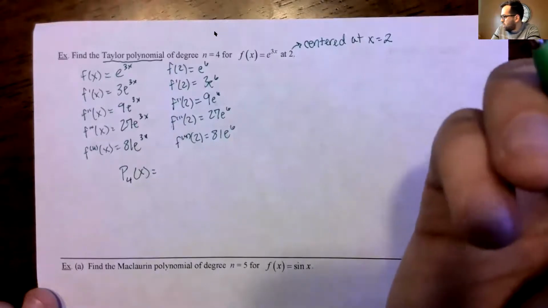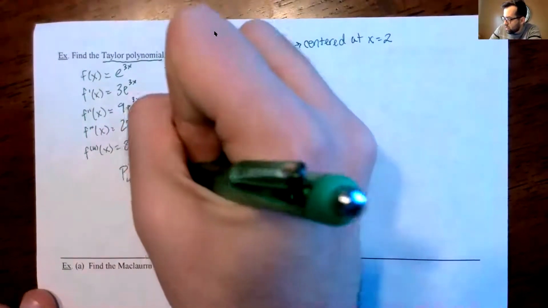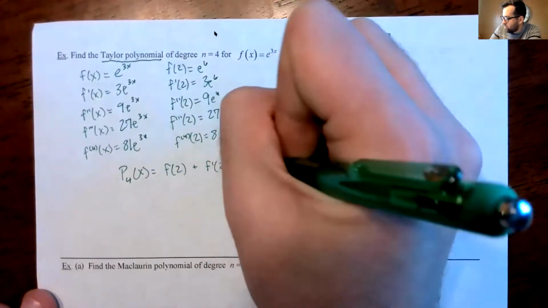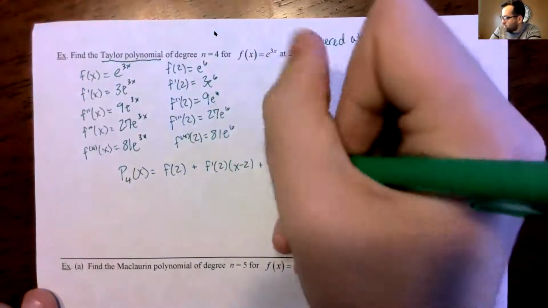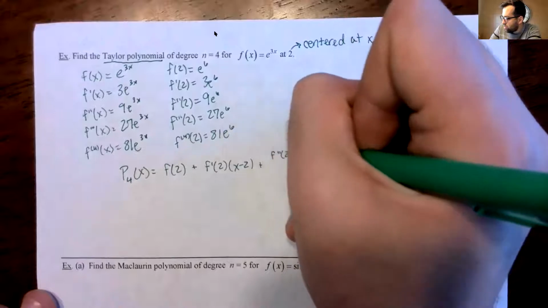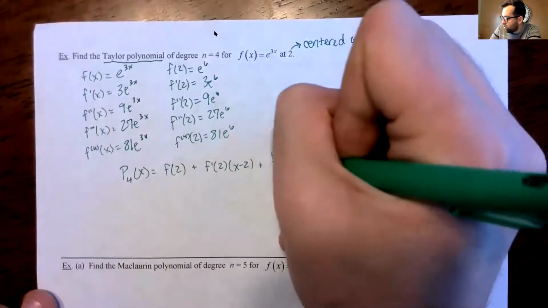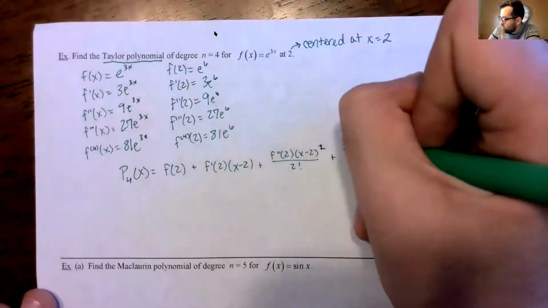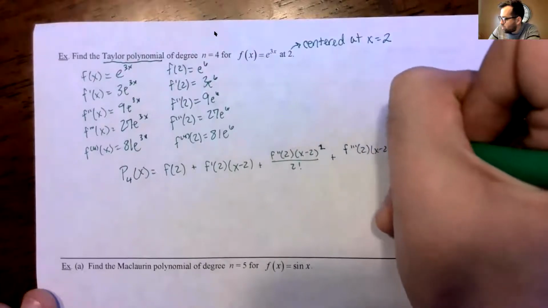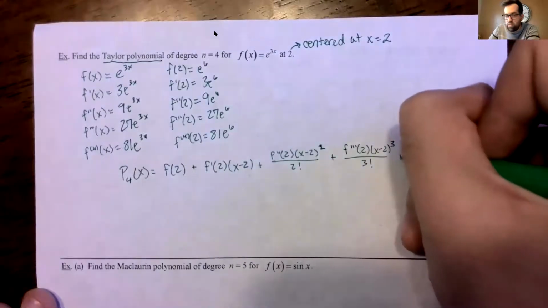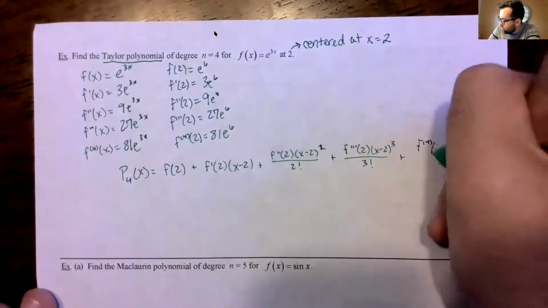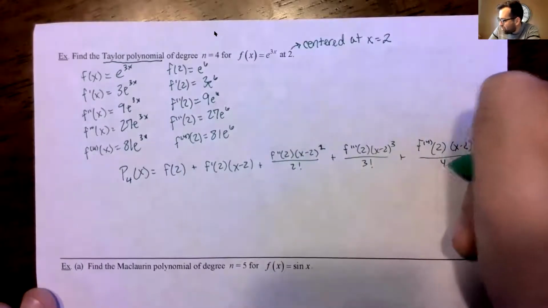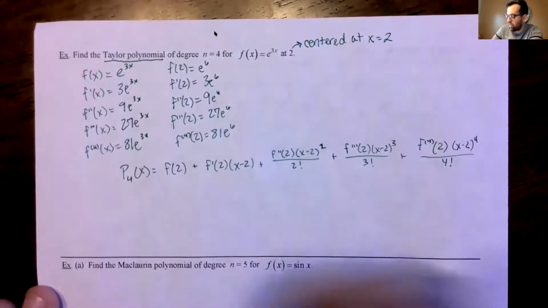And let's see, I'll start out by just writing it out. So we're going to need f of 2 plus f prime of 2 times x minus 2 plus f double prime of 2 times x minus 2 squared over 2 factorial plus f triple prime of 2 times x minus 2 cubed over 3 factorial plus the fourth derivative at 2 of x minus 2 to the 4th over 4 factorial. All right, that's what we're trying to fill in here. So let's see what we got.